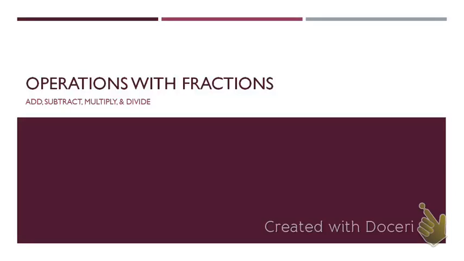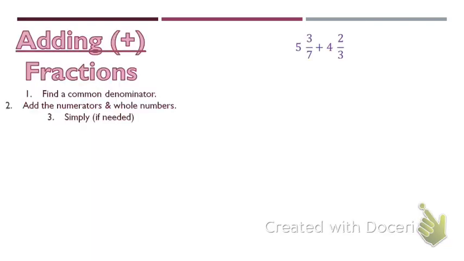Okay, operations with fractions. We're going to add, subtract, multiply, and divide fractions. First, we're going to add fractions. So step 1, we need to find a common denominator. When you have whole numbers, just leave the whole numbers alone. I like writing it vertically. I'm not sure how your previous teachers have taught you, if they taught you differently in 6th grade.